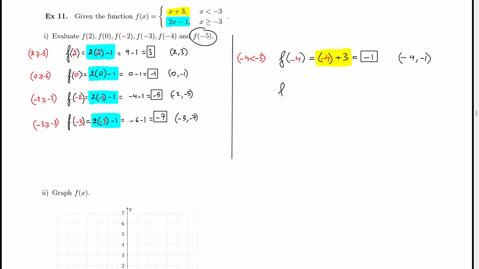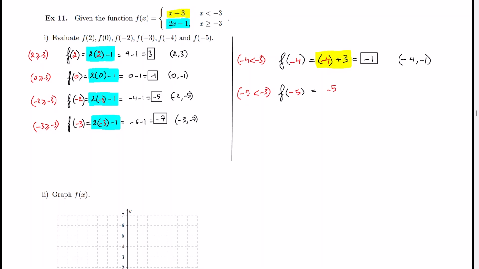Finally, f of negative 5. And as before, how does the negative 5 compare to the domains? I can tell that negative 5 is smaller than negative 3. So I'm going to use the same formula as before. So negative 5 plus 3 is the answer, and that's going to be negative 2 total. And so my point is going to have input negative 5 and output negative 2. So that's the first part of the problem, and it's finished.